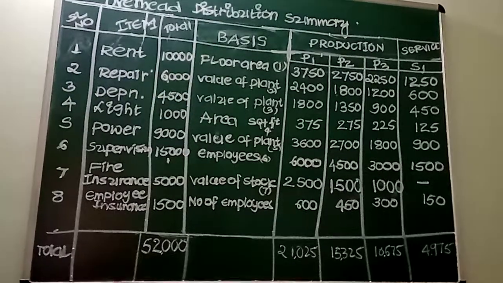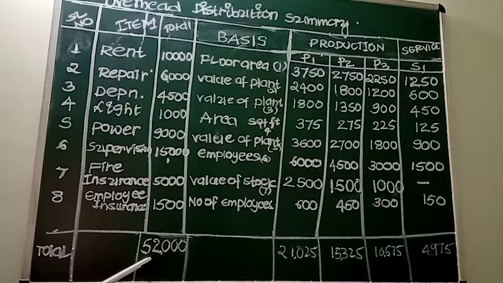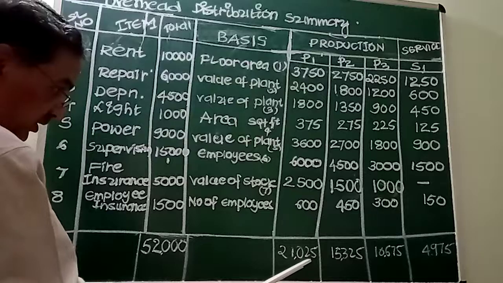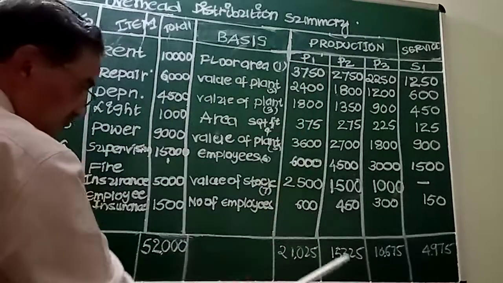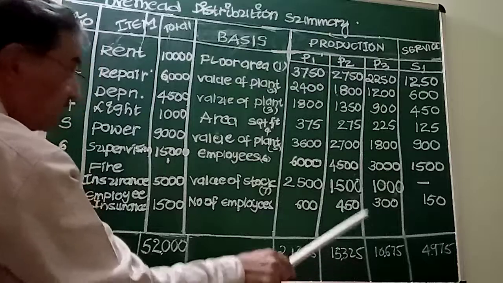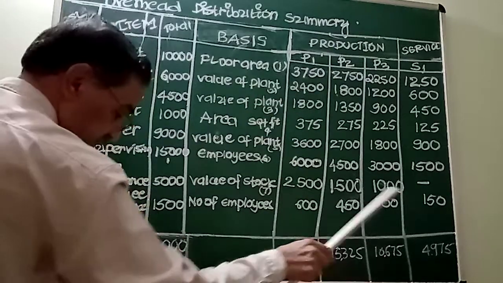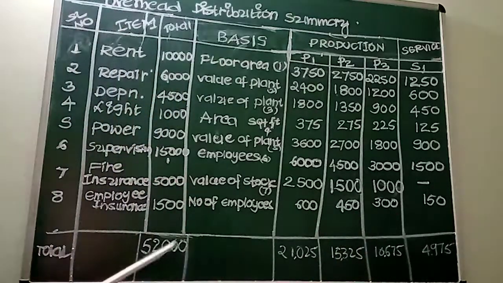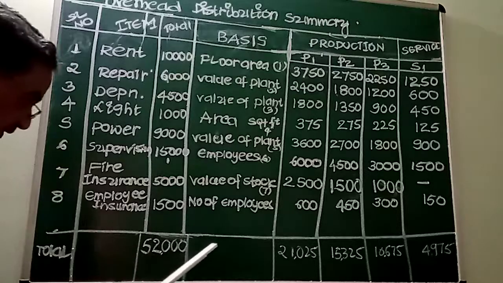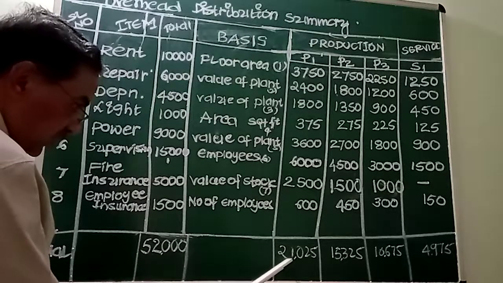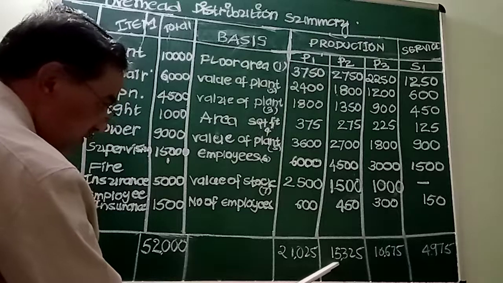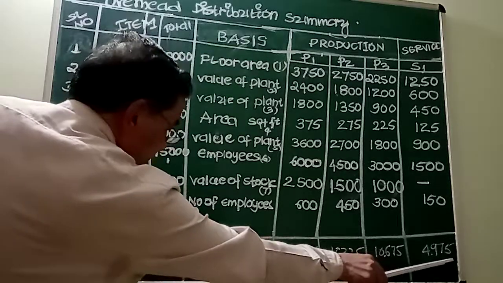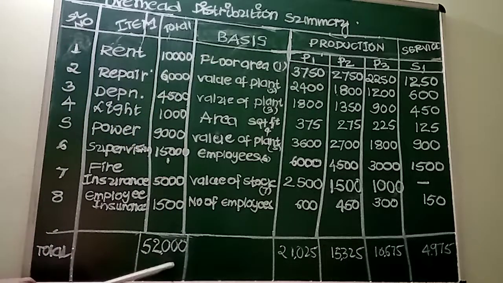See, after apportioning this, the total column first, this is 52,000. Production department 1 is 21,025 total overhead, production department 2 is 15,325, production department 3 is 10,625 and service department S1 is 4,975. So you can check it if you want. If you total 21,025 plus 15,325 plus 10,675 plus 4,975, it is equal to 52,000.